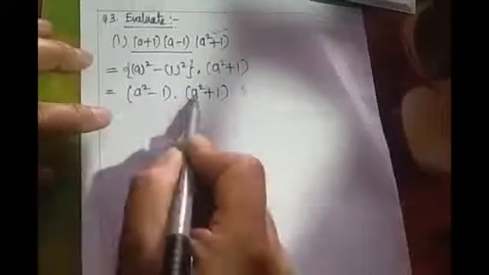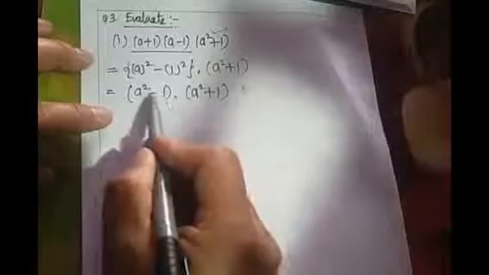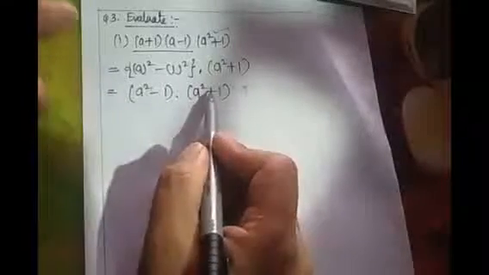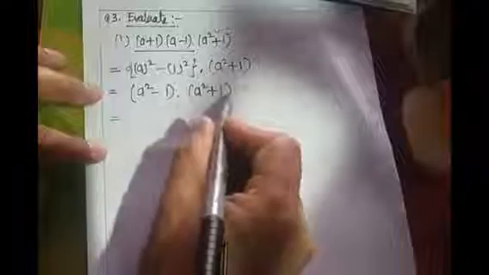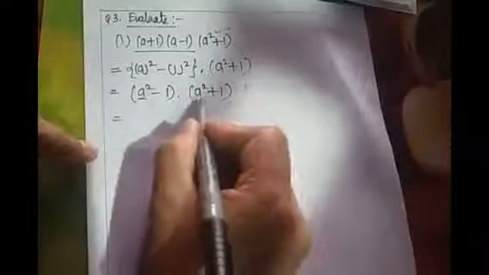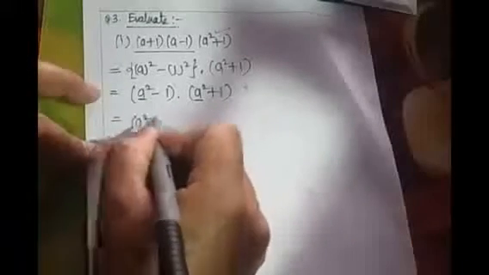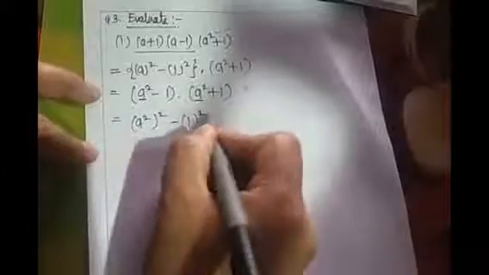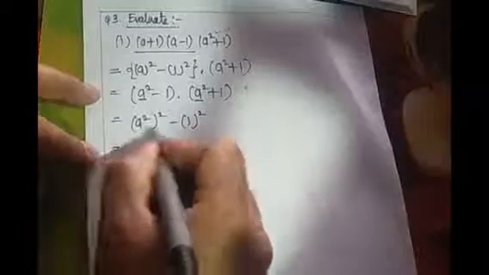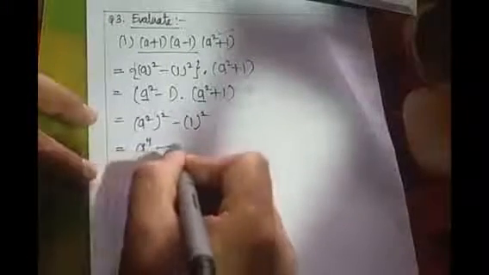Again a², 1, 1, and there's minus and there's plus. Again the form is same, (a + b)(a − b), but remember that a we are taking as a² and b we are taking as 1. So therefore I'll write (a²)² − 1². Therefore my answer will be a⁴ − 1, which is my answer.